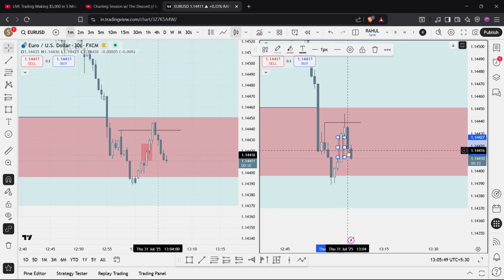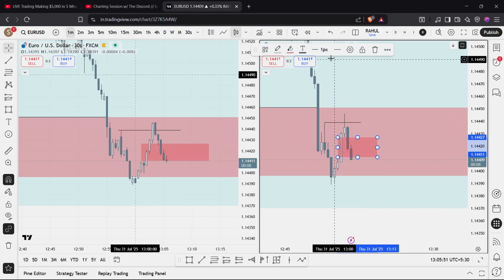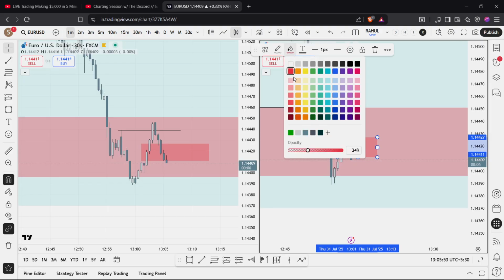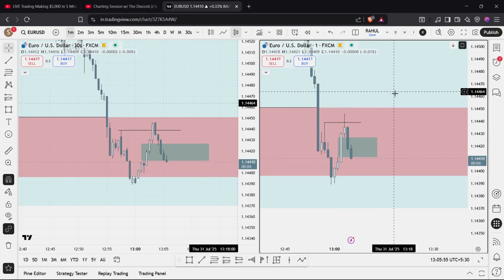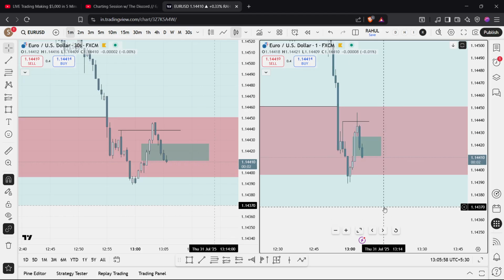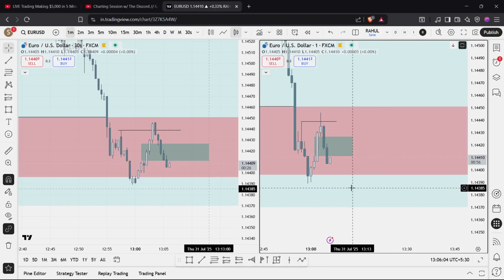So I'm monitoring multi-time frame as well as observing the volume footprint. Right now, the 5 minute, 15 minute, 1 hour, and 1 minute time frames are open. As you can see, it has closed perfectly below that. So I'll be looking for an entry.